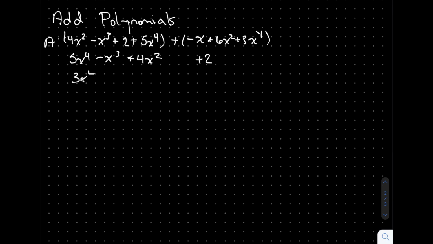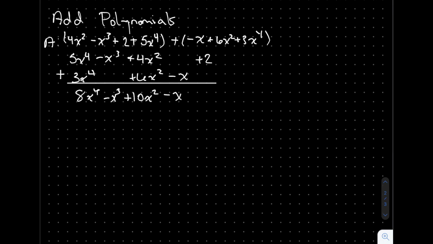For the second polynomial, I've got 3x to the fourth. I do not have an x cubed, so I leave some space. Line up my 6x squared and my minus x. And so now we'll just add these two together. 5x to the fourth plus 3x to the fourth is 8x to the fourth. Negative x cubed doesn't have anything to combine, so it's just negative x cubed. Plus 4x squared plus 6x squared is 10x squared. Negative x doesn't have anything, and plus 2 doesn't have anything. So that is the sum of the two polynomials.